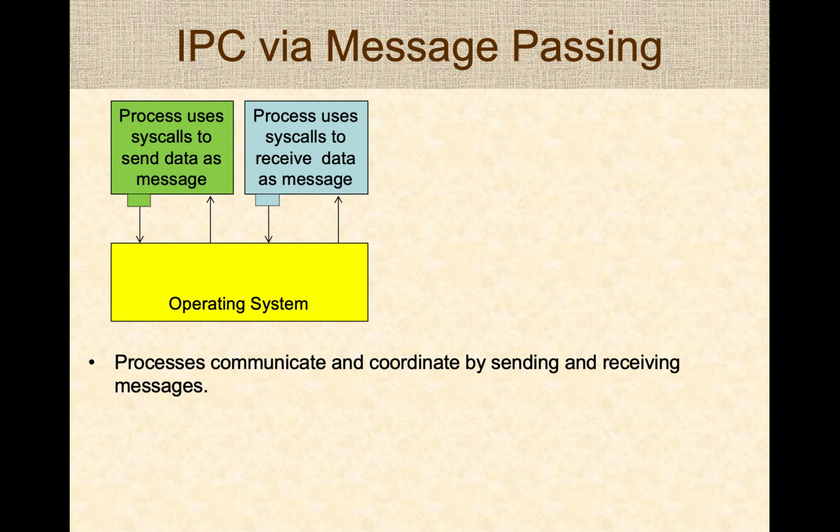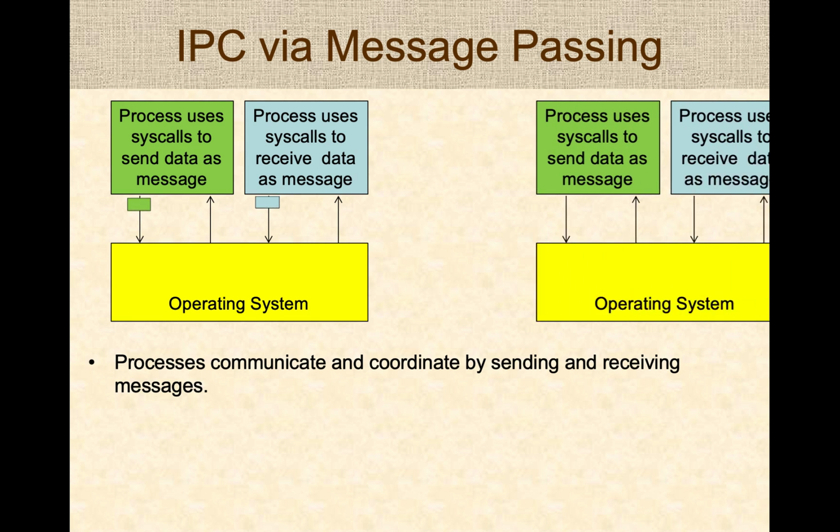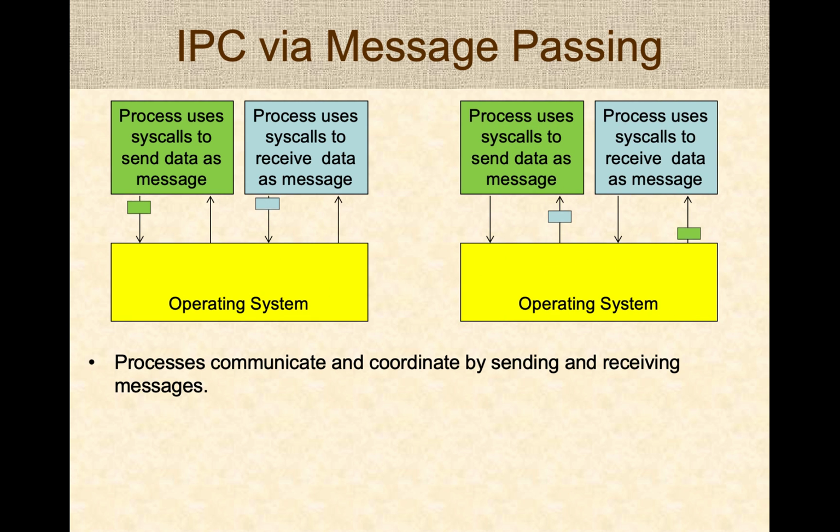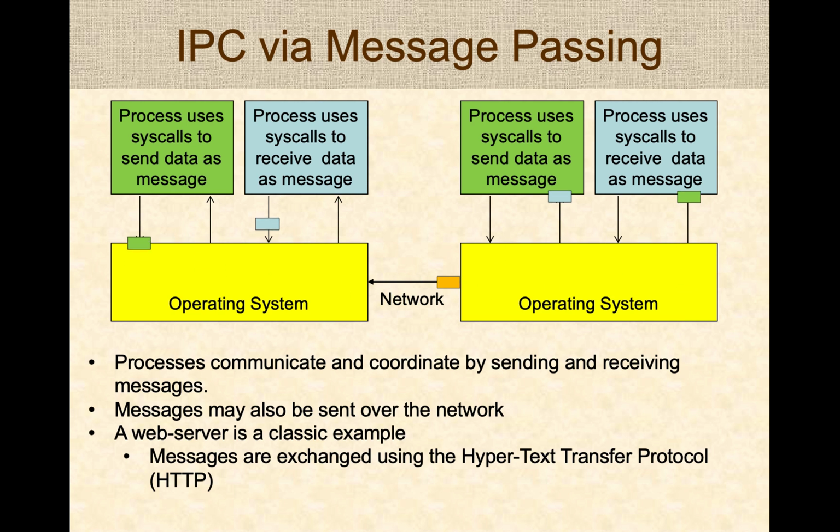Recollect that processes can communicate and coordinate with each other by sending and receiving messages, which is facilitated by the operating system. So processes on multiple computers can interact with each other over the network and also send and receive data over a data communication network.